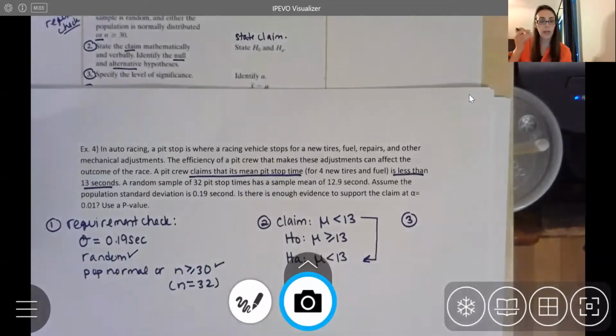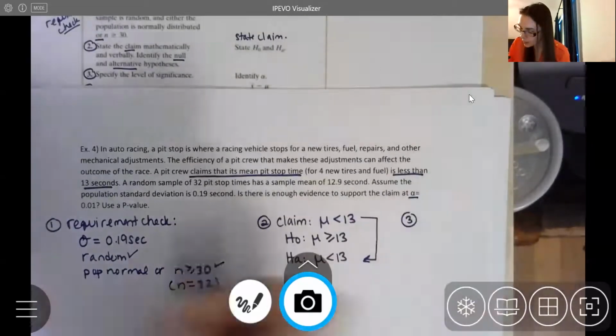Three, what is your level of significance? That means what is your alpha? We are told here that the alpha is 0.01.